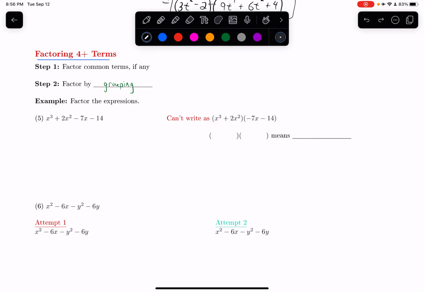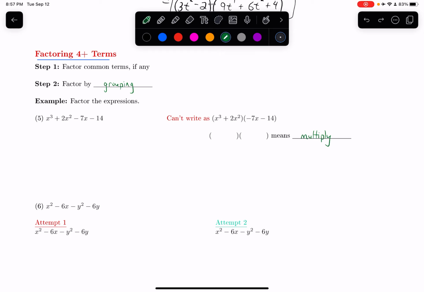Because if I have one parentheses times another parentheses, what that means is we are multiplying. But that's not what's going on with these first 2 terms and these second 2 terms. They're connected by the subtraction symbol. If I wrote it like this, though, they're not connected by a subtraction. They are being multiplied. So it's incorrect to put a parentheses around the groups like that. Okay, so that's a common error that I see that I want to point out.